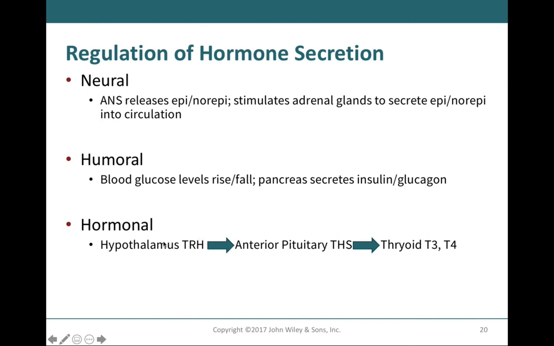So this thyrotropin releasing hormone from the hypothalamus will make its way over to the anterior pituitary gland, and then the anterior pituitary gland will have the signal to release thyroid stimulating hormone. This should actually say TSH, so just make a note of that as you are watching this. But then thyroid stimulating hormone will make its way over to the thyroid gland to release T3 and T4, which are our thyroid hormones. Now, there are many other examples of these three means of hormone regulation, but this slide just contains an example of each just to give you an idea of how hormonal secretion is regulated in general.